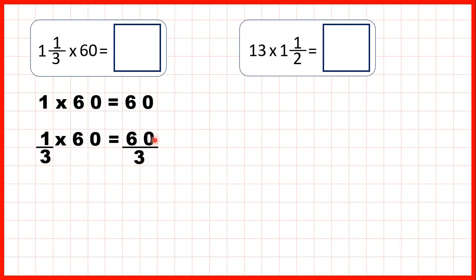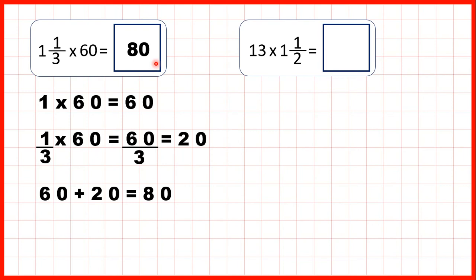Remember, this is an improper fraction, but we can change an improper fraction back into a mixed number by dividing. Now 60 divided by 3 is 20. You might need to use short division here, or you might be able to do it mentally. 6 divided by 3 is 2. 0 divided by 3 is 0. So we've worked out 1 times 60. We've worked out 1/3 times 60. So we just add up our answers. And 60 plus 20 is 80.